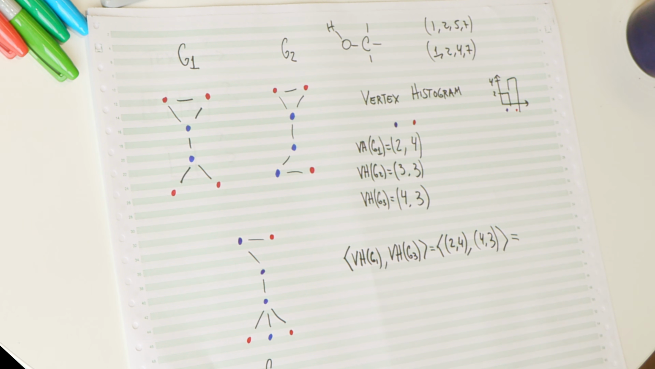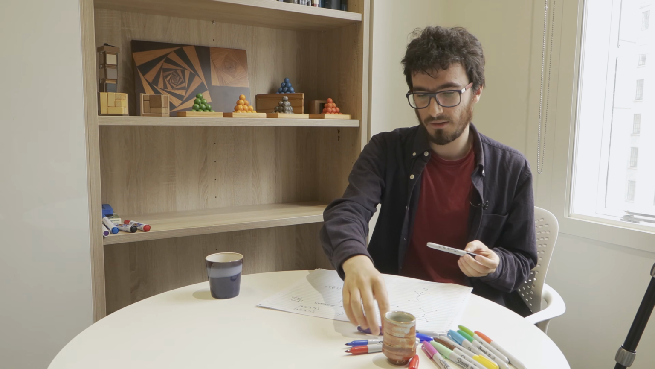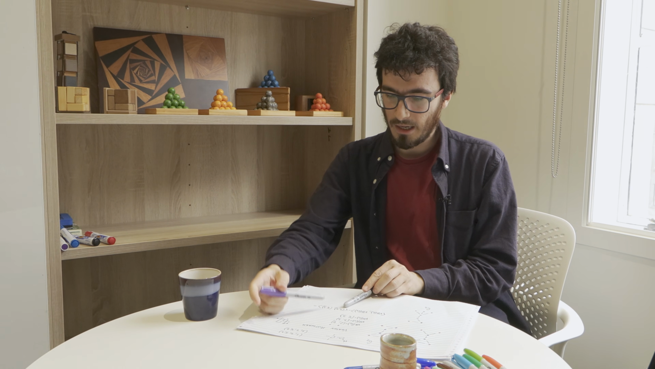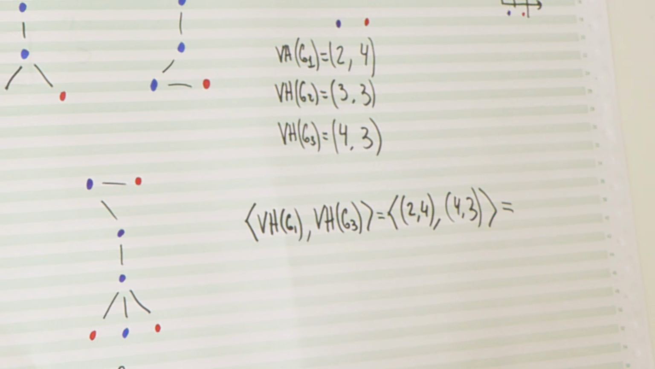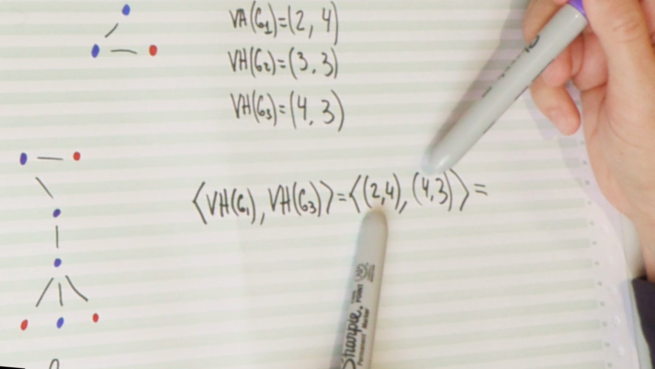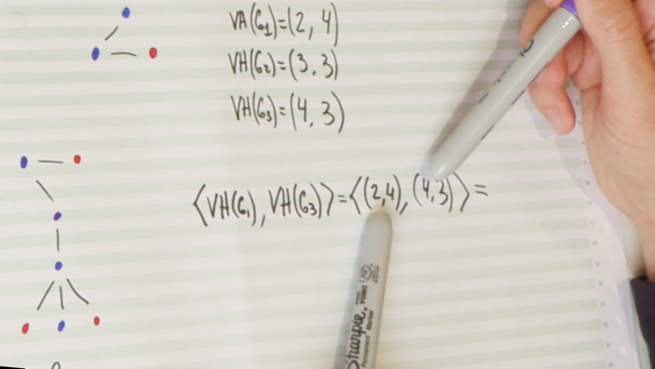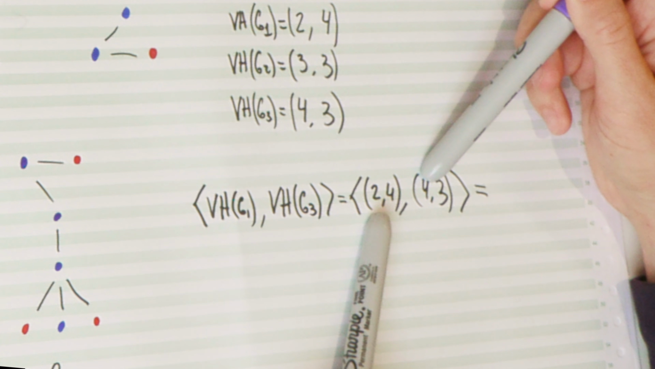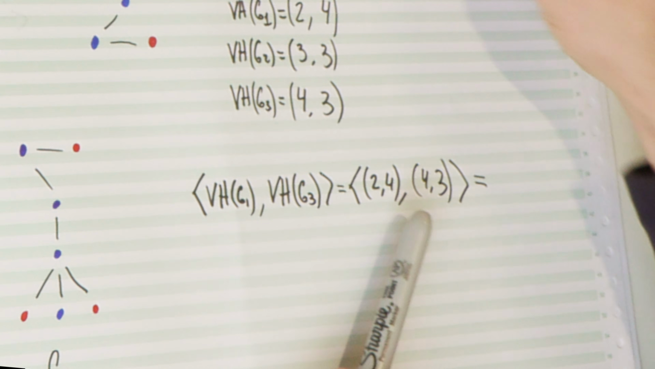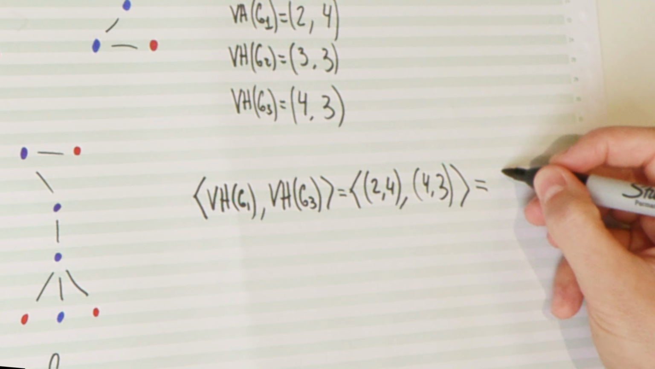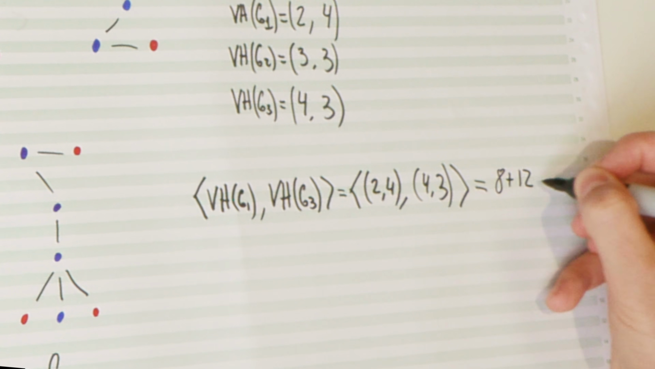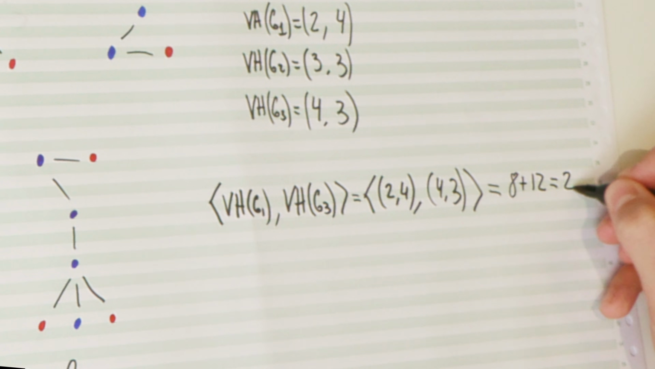If you have not done inner products or dot products before, it's just a sort of multiplication of vectors in such a way that you multiply entry by entry and add them together. So in this case, I do 2 times 4, which gives me 8, plus 4 times 3, and that's 12. So this would be 8 plus 12, and that gives me 20.